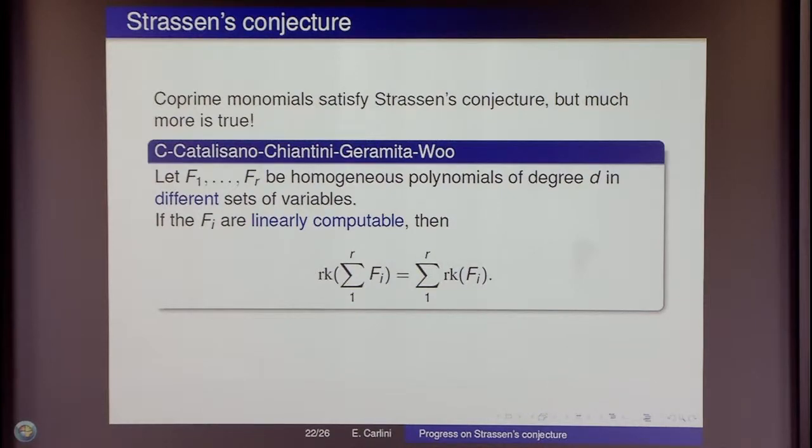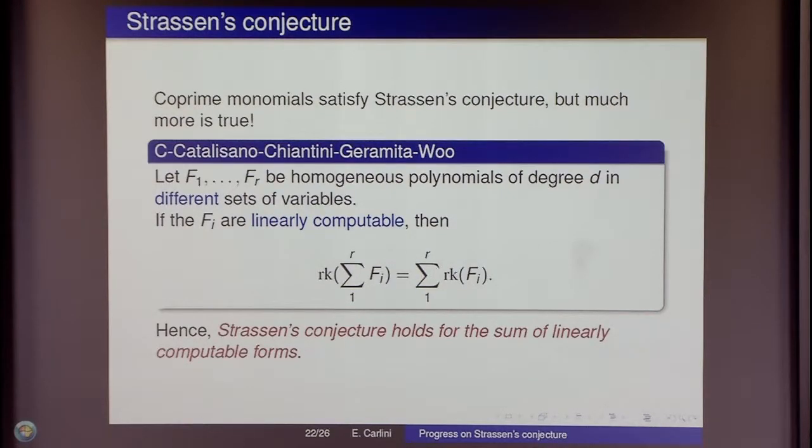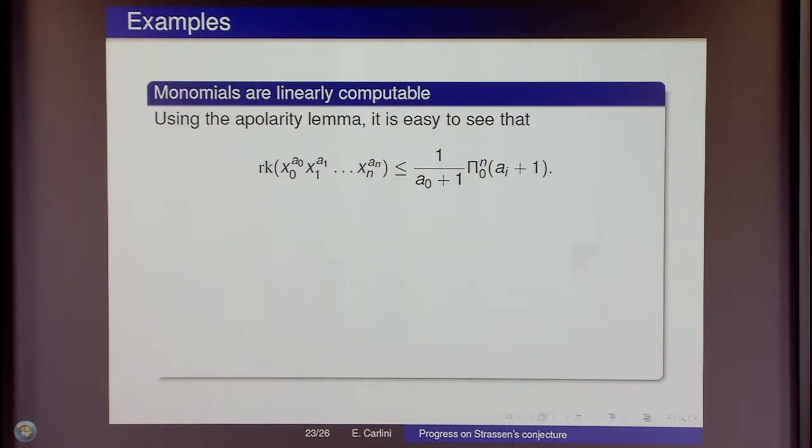So the first example is, well, this is just summarizing it. What's the simplest non-linearly computable polynomial? Oh, that's a good question. It's like this. The first one I don't know how to compute linearly is the cubic, a cubic with a line and the tangent conic.